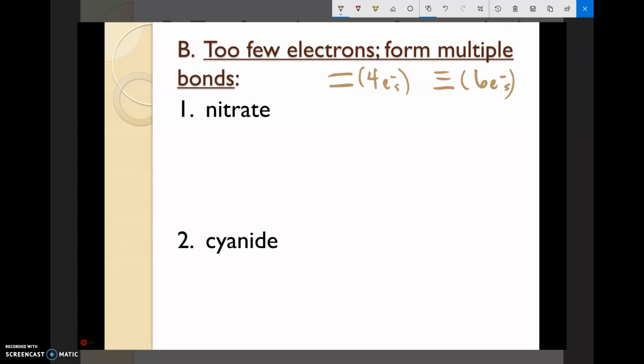Okay, so let's look at the first one. We're going to do this exactly the same way as we have the ones before. So nitrate, we need to have a formula, and it's a polyatomic ion, so when we look at that one, the formula is going to be NO3 with a -1 charge.